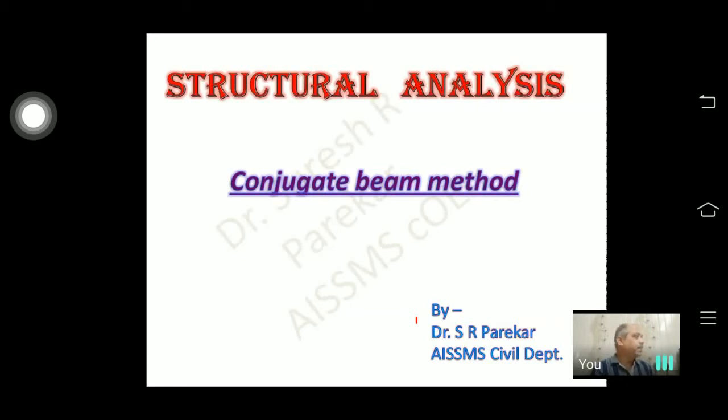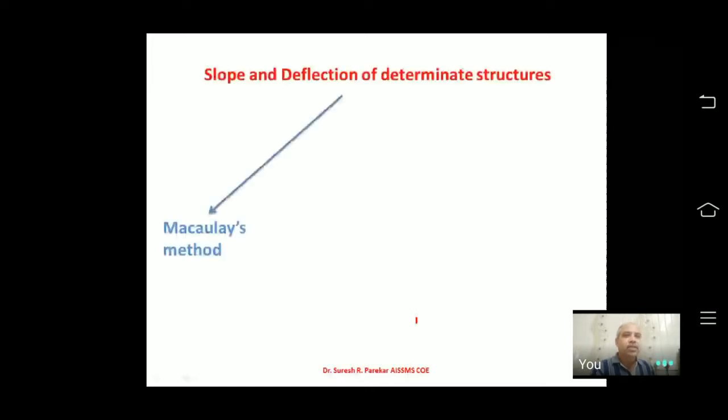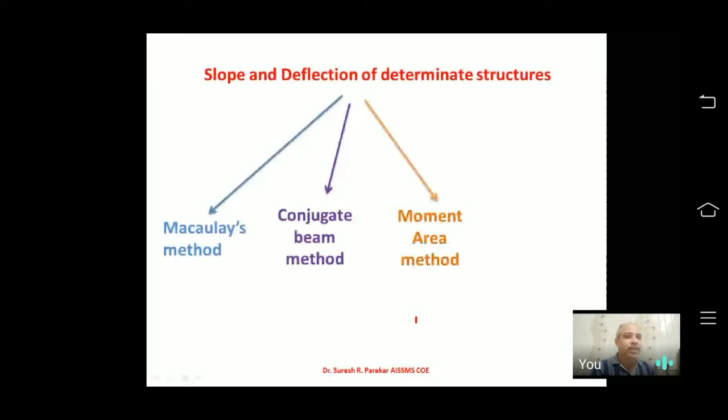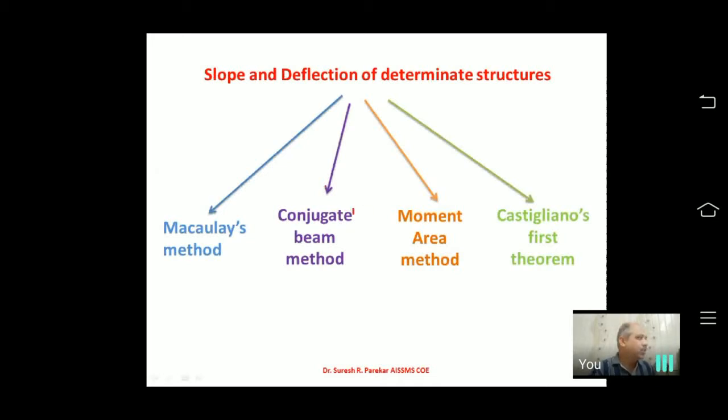Conjugate beam today. If you will see, we have four methods. We will first have Macaulay's method, then conjugate beam, then moment area method, and then Castigliano's first theorem. Now we are interested in this conjugate beam method. This is actually easy to determine slope and deflection.